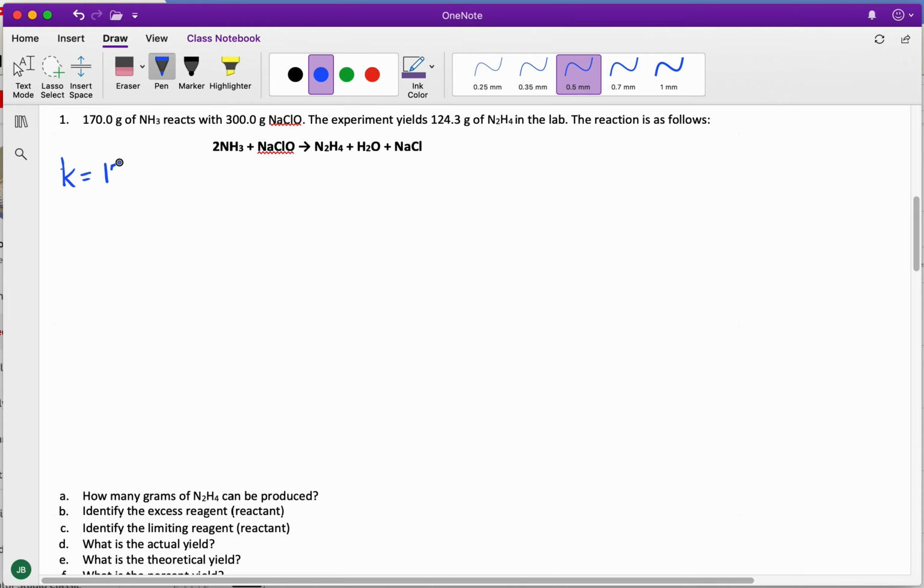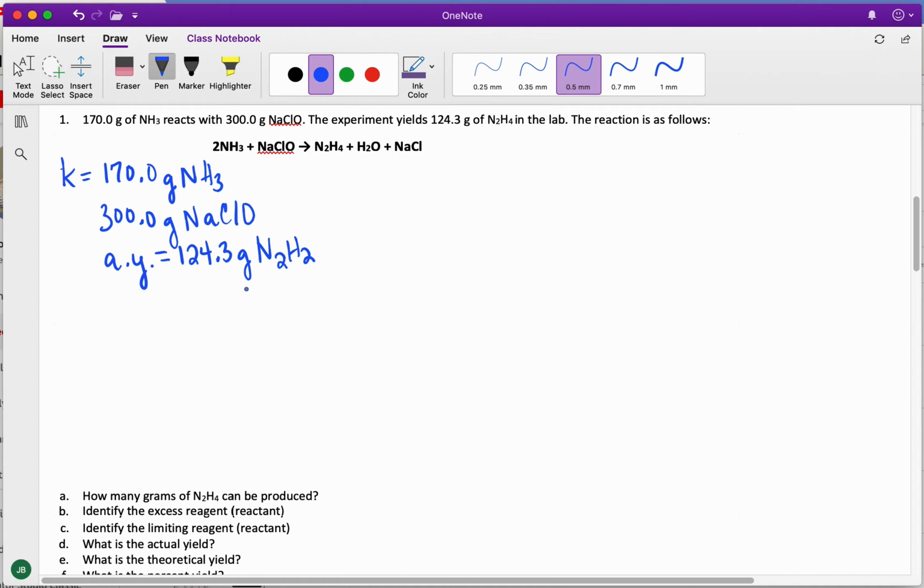So we have lots of knowns in this problem. We have 170.0 grams of ammonia. We have 300 grams of the sodium hypochlorite, and we're also given in the problem the experimental yield. That experimental yield, ladies, that is the actual yield, okay? So the actual yield is going to be 124.3 grams of N2H4.